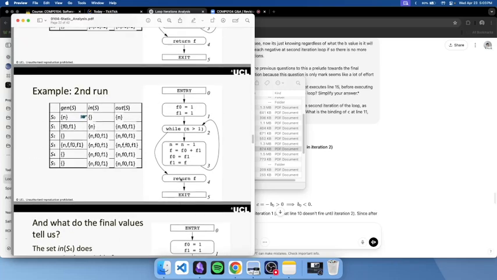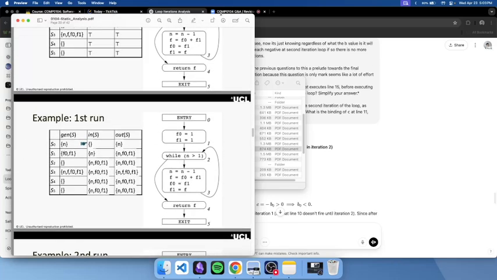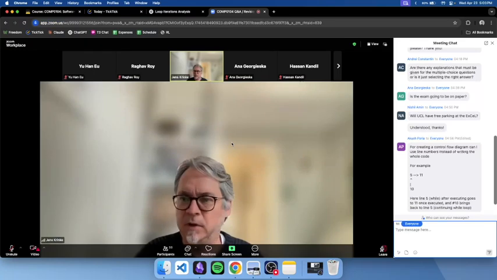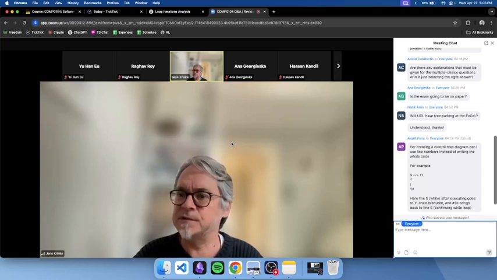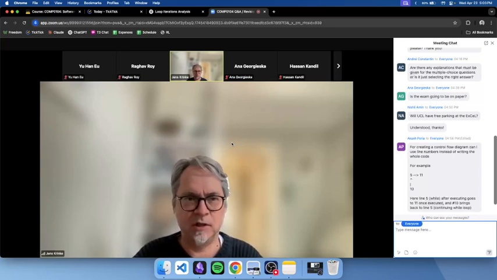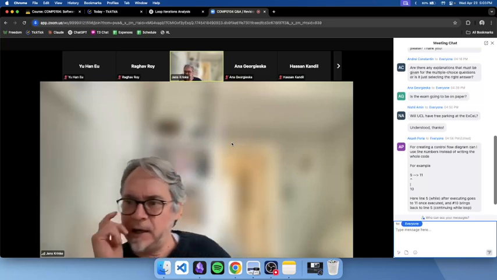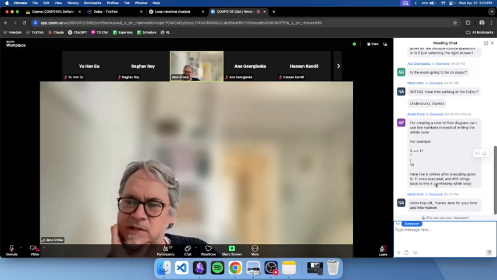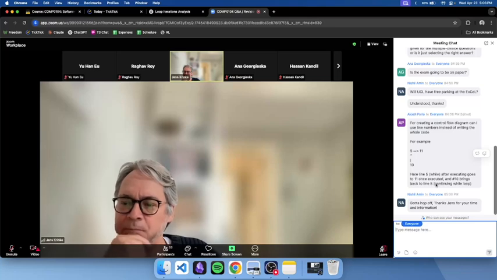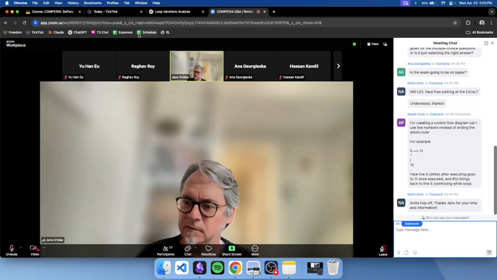Is this session recorded so that we can review it later? No, it hasn't been recorded, because recording is always problematic when students are able to ask questions. That's the reason why these sessions are not recorded. For creating a control flow diagram, can I use line numbers instead of writing the whole code? Oh, you mean on the exam? Yeah, that's just fine.